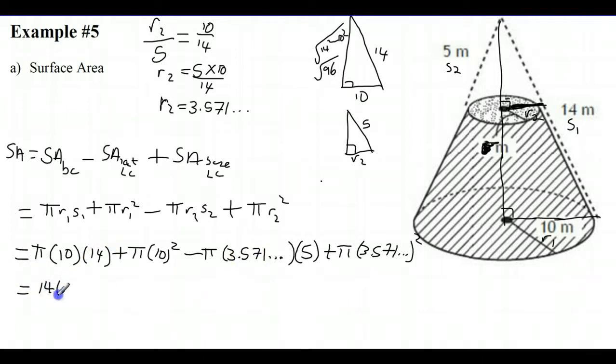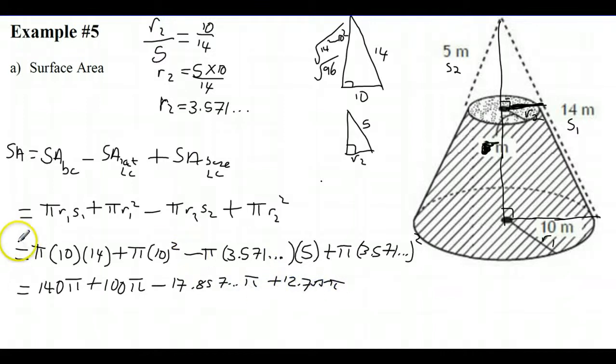We got 140 pi plus 100 pi minus this plus this, right? And I kind of worked it out a bit, but you don't have to. I got 17 point. I wouldn't do this if I were you.